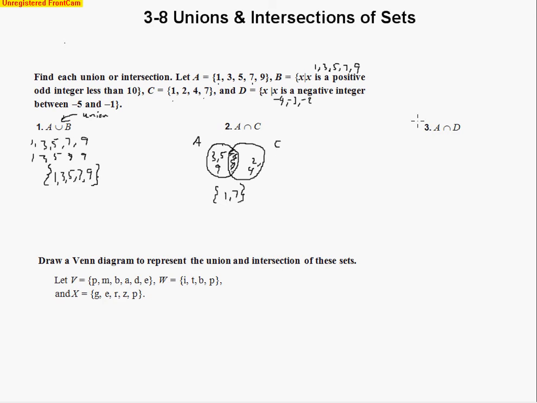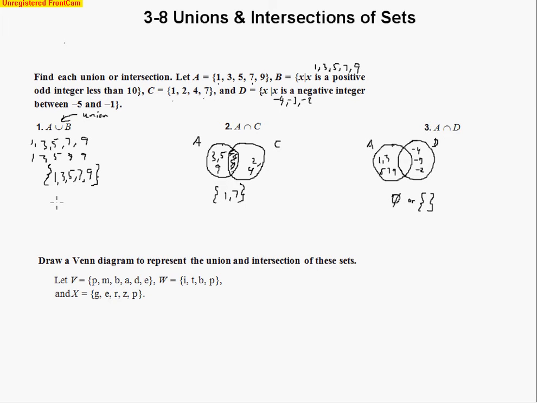A and D, they intersect, and so we want to find the values that would be together in both of them. So let's take a look at what A is. A is 1, 3, 5, 7, and 9, where D has just the negative integers of -4, -3, and -2. So there's nothing that intersects there. So this is the empty set, or we could say no solution in this case here. So let's take a look at one more problem here.